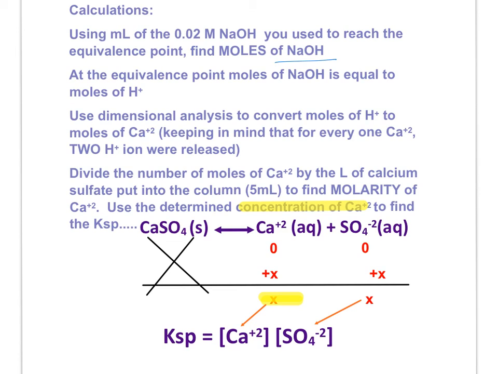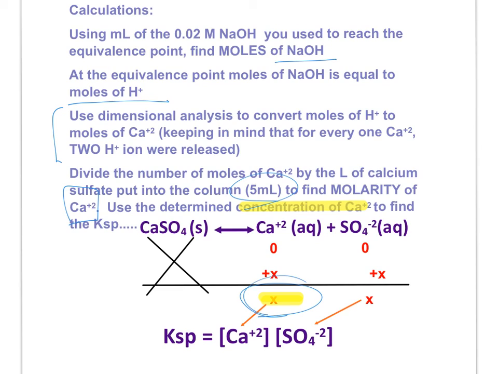Because you found those moles at the equivalence point, we know that that is equal to the moles of H+. You're going to then go back to that concept of 2 H+ for every 1 calcium exchange. So if we know that we have X moles of H+, we know that we have half as much Ca2+, because for every 2 H+, there was 1 Ca2+. Once we know our moles of Ca2+, we can divide by the liters. Remember, we used 5 mL, so we're going to divide by 0.005 liters to find the molarity of Ca2+. That molarity of Ca2+ is your X here.